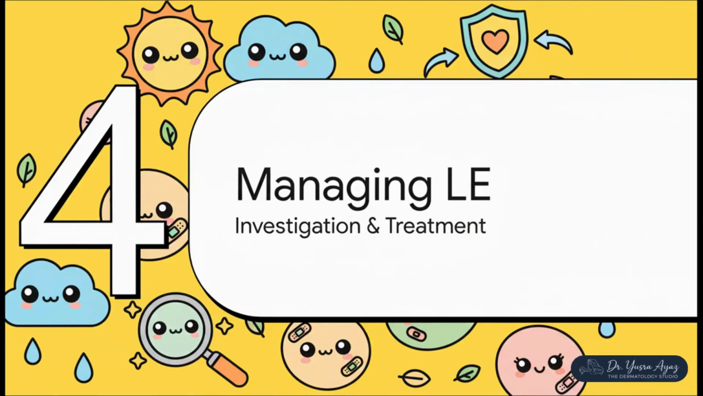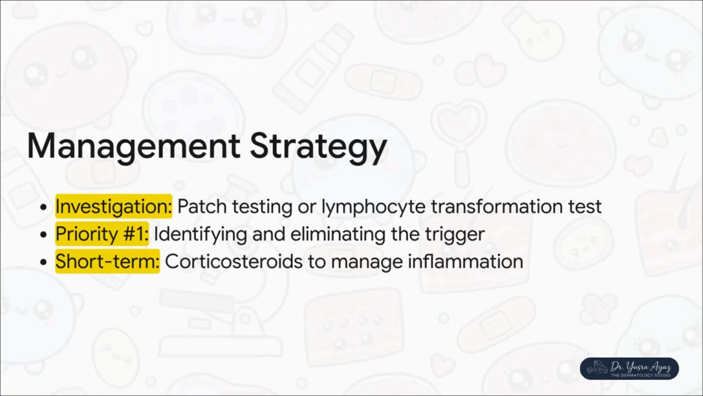All right, on to our last section, managing lichenoid exanthema. Given that this whole thing is driven by a trigger, the entire strategy is all about playing detective. The whole game plan here is pretty straightforward, but it takes some serious detective work. Priority number 1, 2, and 3 is to find and get rid of the trigger. Sometimes, tests like patch testing can help pinpoint the culprit. In the short term, corticosteroids can be used to calm down the inflammation and give the patient some relief. But at the end of the day, this condition will only truly resolve once that trigger is gone for good.